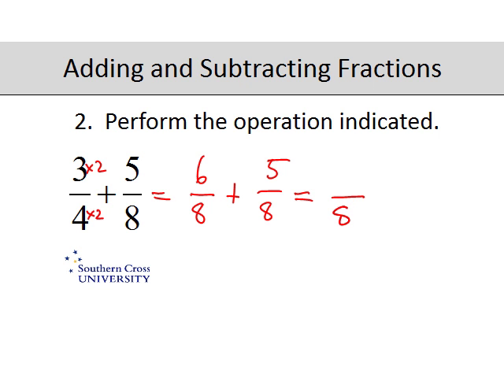So we can do the addition now. 6 and 5 is 11, so our answer is 11/8, which is an improper fraction, so that becomes 1 and 3/8.